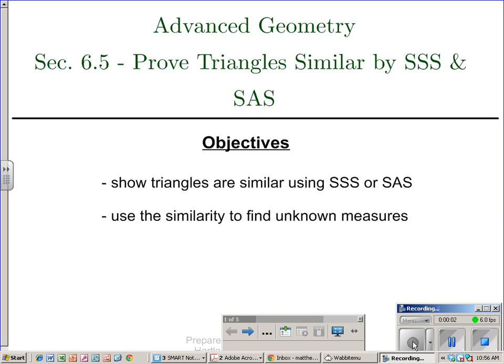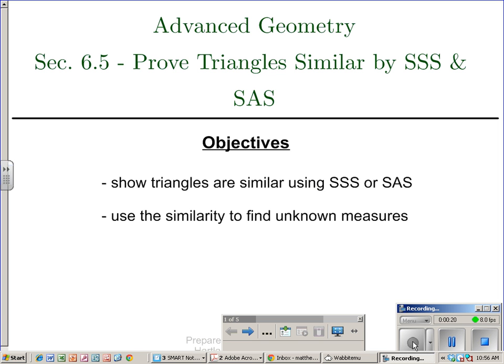Hello everybody, this will be the notes for section 6.5. In the previous section, 6.4, we talked about a way to show that two triangles are going to be similar to each other, and that was the angle-angle similarity. And so what we got for this section, 6.5, are two different ways.